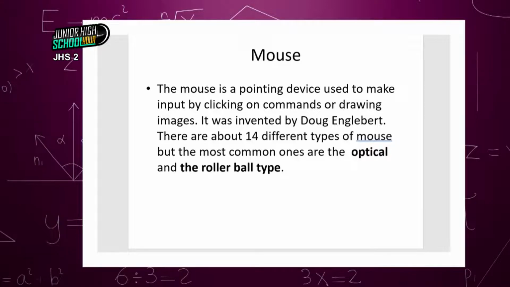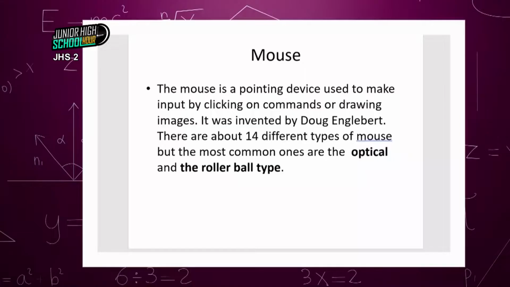So we are saying that a mouse is a pointing device used to make input by clicking on commands or drawing images. Bear with me: when we double click on any icon, what we are doing is launching the icon. So we have just issued a command by clicking. That is why we call the mouse an input device.